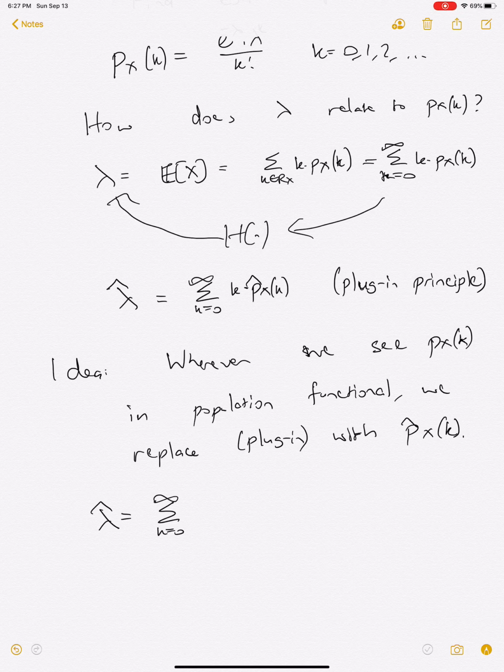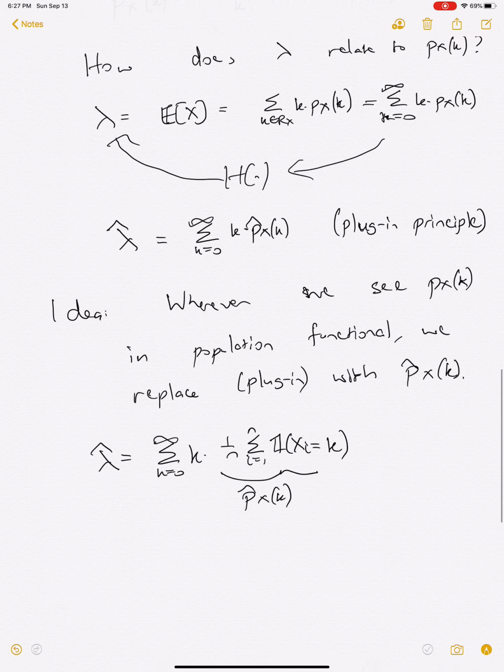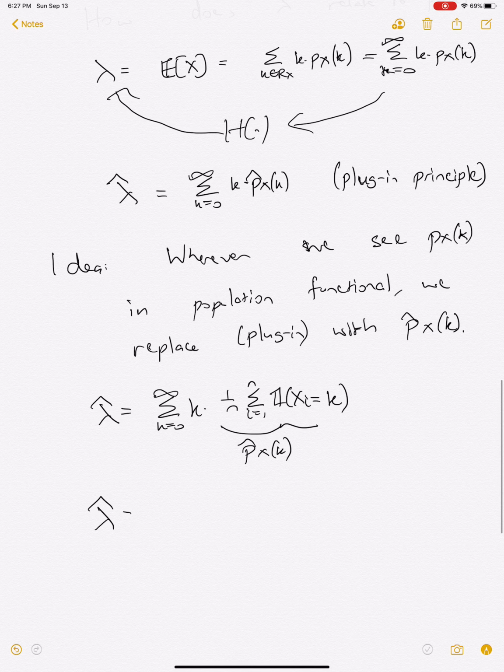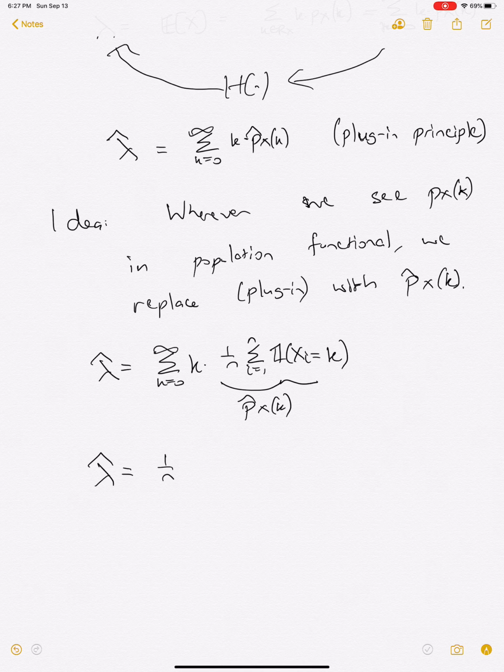So the definition of p hat x of k is, okay, so this is by definition what we get for our p hat x of k. And we can swap the sums as we usually do. There's a few conditions that we need here, but you can check that they would be satisfied.